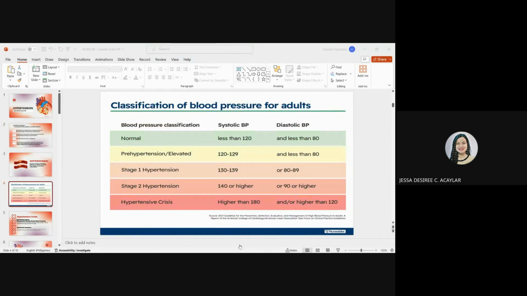Yan po, nagmo-move po siya, yung slides, nag-move na po. Yes, ma'am. Okay na. Sige, ganyan na lang po.